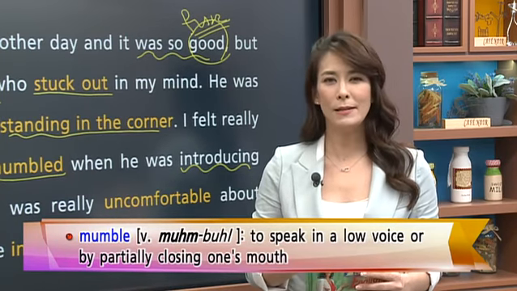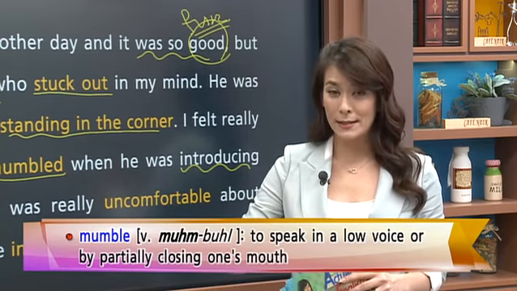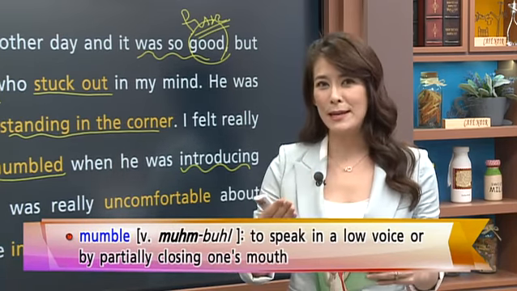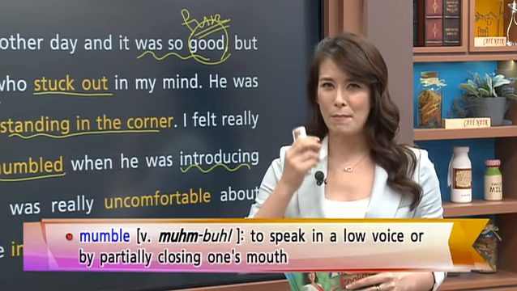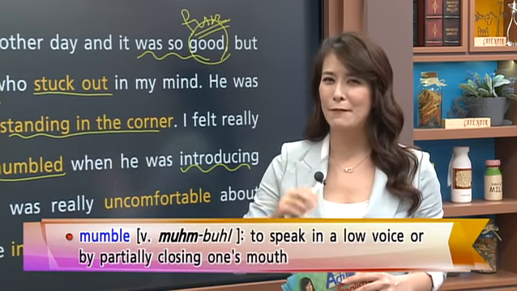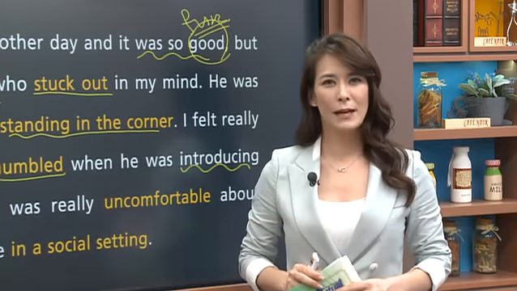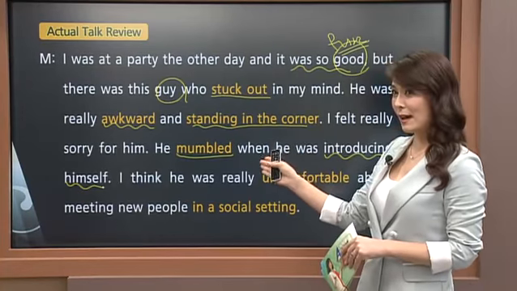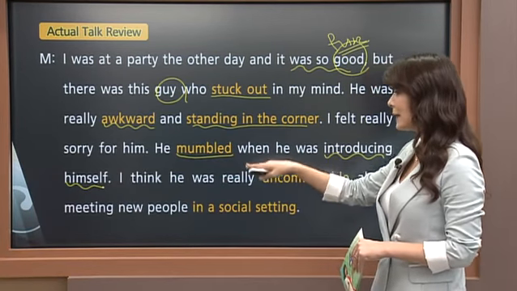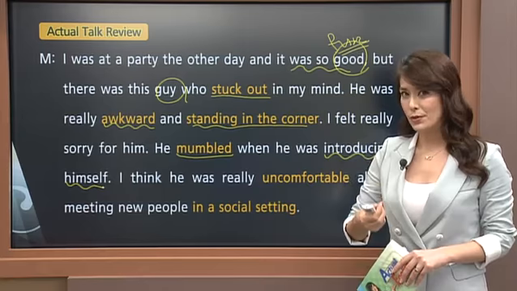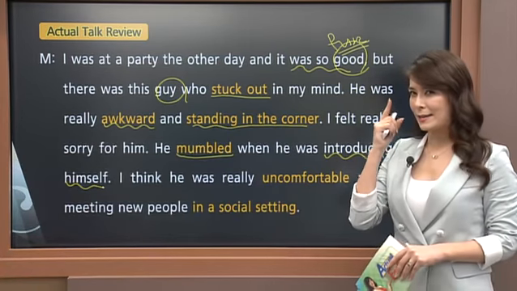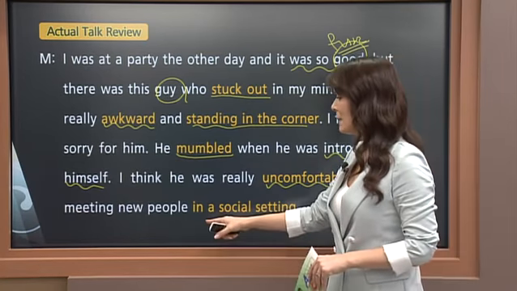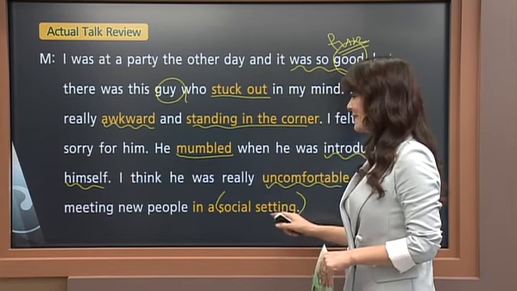So now do you understand the definition of mumbling? So to mumble means to speak in a very low voice. It may sound like you're even covering your mouth. So it's when you speak in a low voice, almost with your mouth partially closed, okay? To speak in a very low voice. Oftentimes, when you're not confident, you may mumble. Okay, anyhow, so this guy that was standing in the corner was mumbling. He mumbled when he was introducing himself. And Peter says, I think he was really uncomfortable about meeting new people in a social setting.